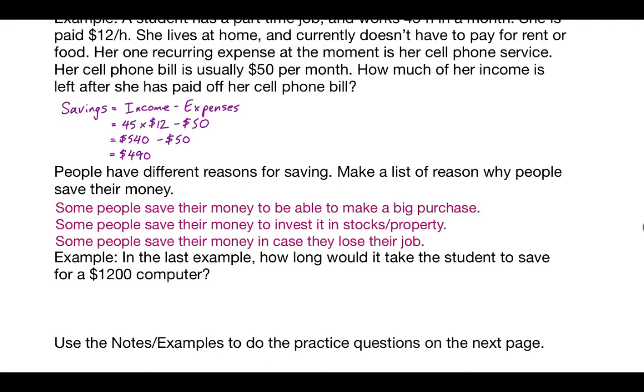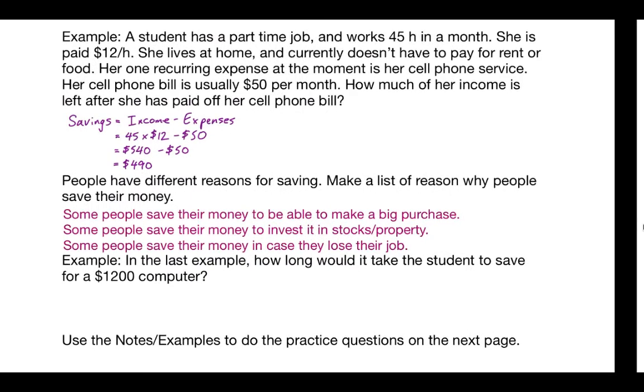So let's look at one final example here. Let's consider the last example with the person who is working 45 hours a month, getting $12 an hour, and having the $50 cell phone bill per month, and that was the only expense to consider for now. The question is, how long would it take the student to save for a $1,200 computer? So, if you look at what she's able to save, she is able to save $490 per month.